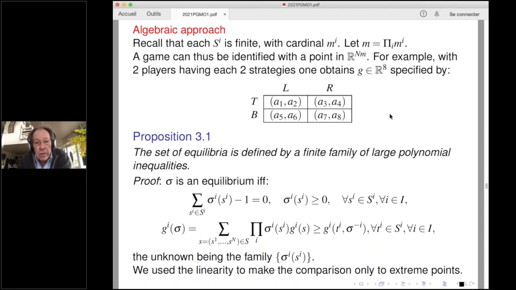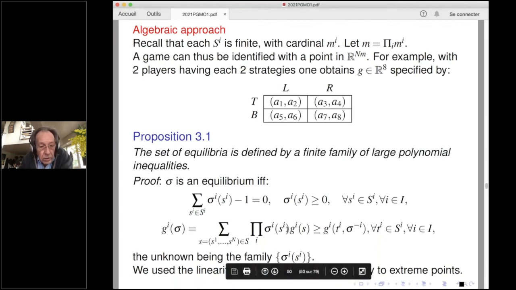So a game is a point in some Euclidean space, and the set of equilibria is defined by a finite family of polynomial inequalities and large inequalities. And the proof is clear. An equilibrium is this. So this means that you have a point in a simplex: for each player, it's a probability distribution, so the sum is 1 and the components are positive. And the payoff, if you use sigma, which is the multilinear extension, so this is polynomial, G_i of sigma is greater than what you get if you change to t_i. Okay, and there are finitely many t_i.